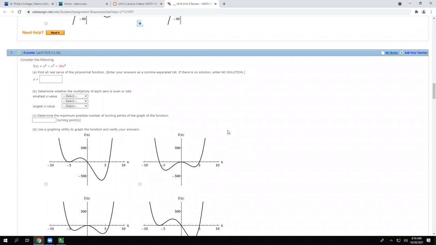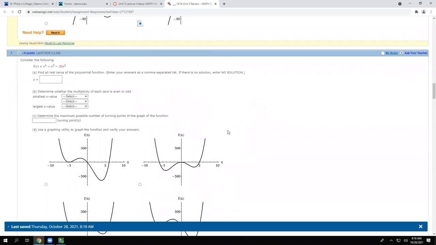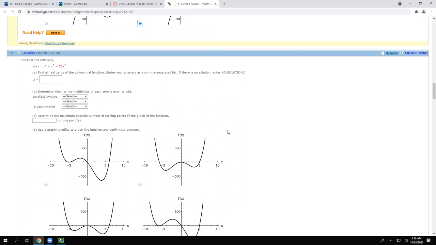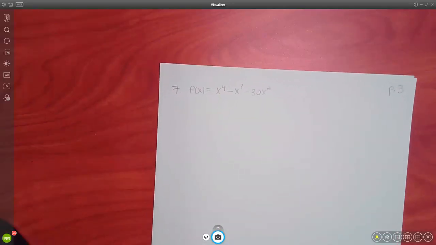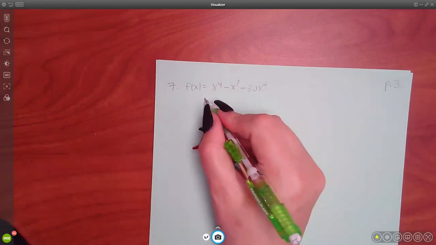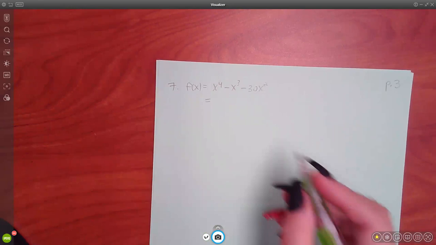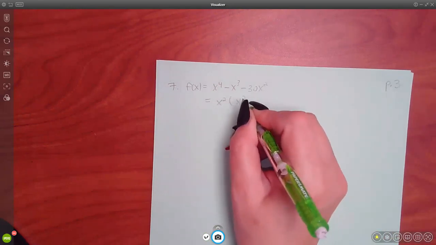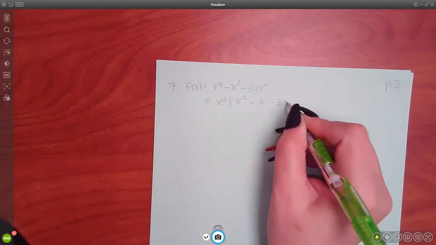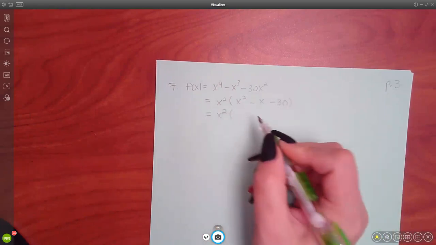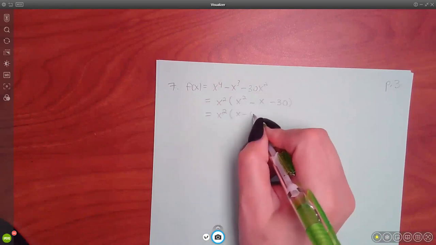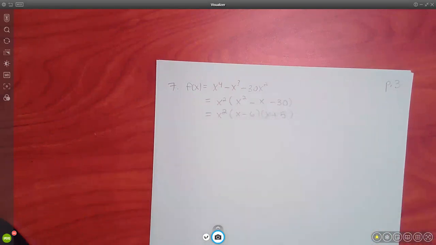Okay, let's look at number 7. Same thing, a lot of these are gonna be the same, it's just that the functions are changing. So of course those graphs don't look the same like the previous ones. So for this one, the first thing it asked me is those zeros. Does this one have anything in common? X squared. So I'm gonna end up with x squared minus x minus 30. This one I can factor. If you cannot, you can always use the quadratic formula. But I can factor that pretty easily.